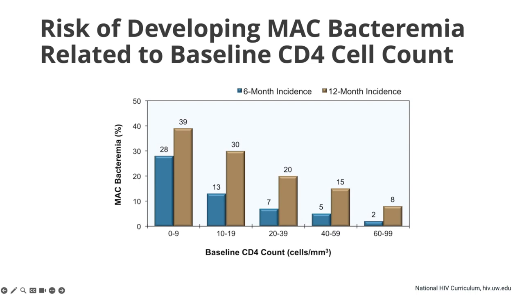And really, when it gets down to those low numbers, the blue line is 6-month incidence of MAC and the tan line is 12-month incidence. So when people have less than 10 CD4 cells, about a third of them are going to develop disseminated MAC in the next 6 to 12 months. And that number gets a lot smaller once your CD4 count gets above 50 to 60 to 100.